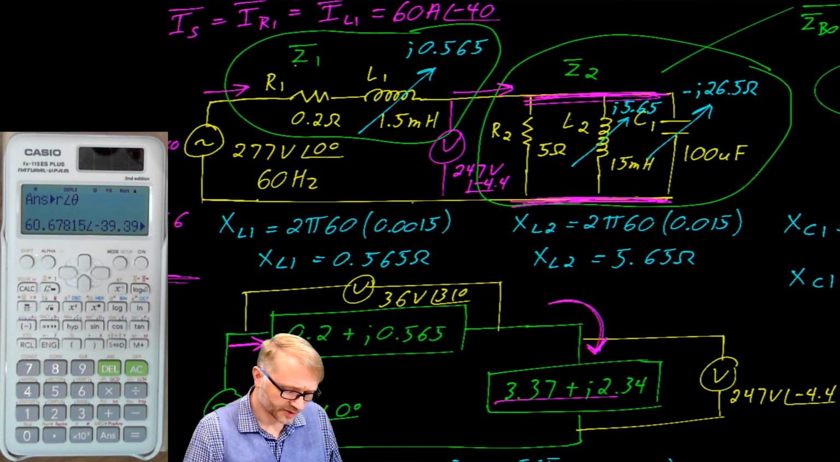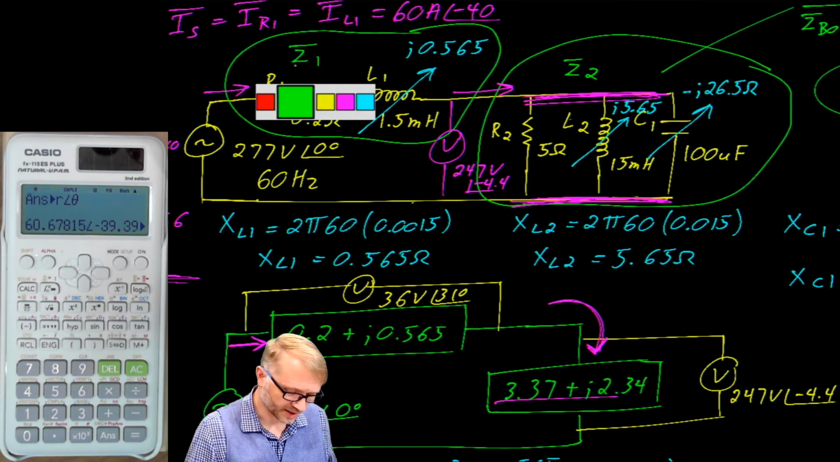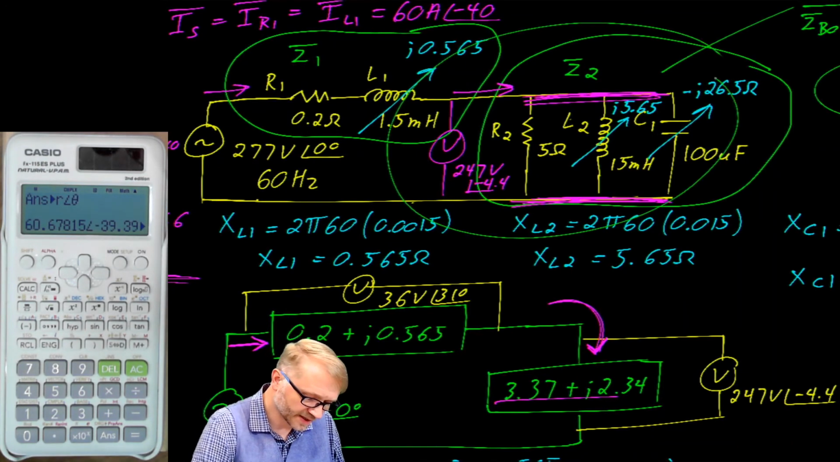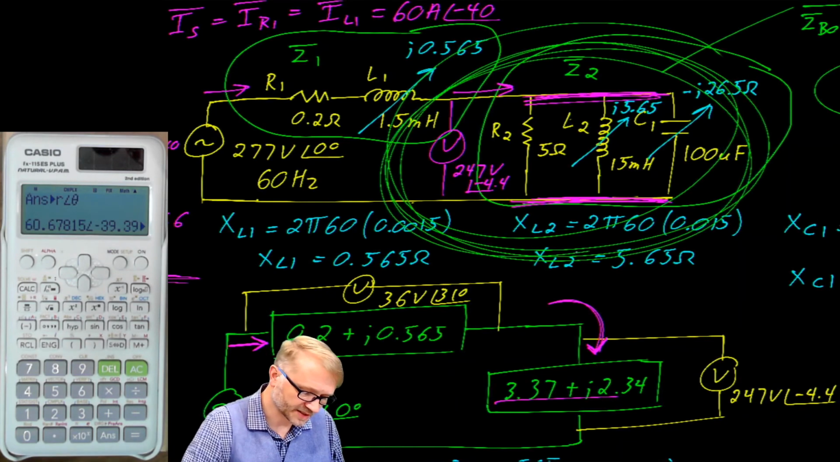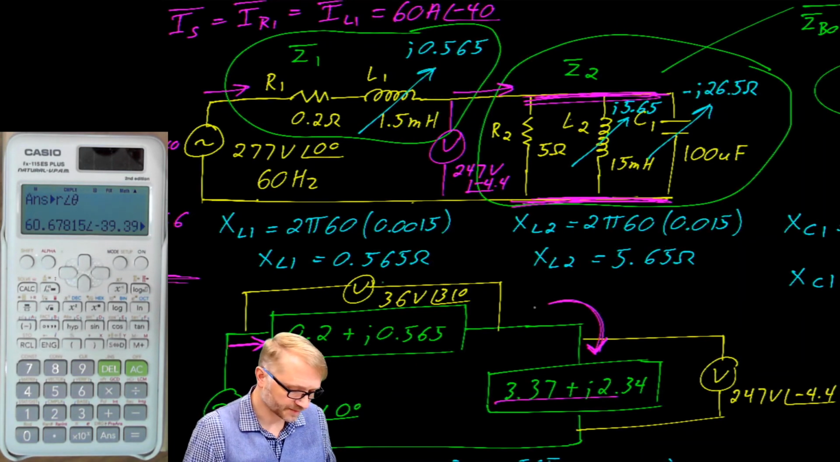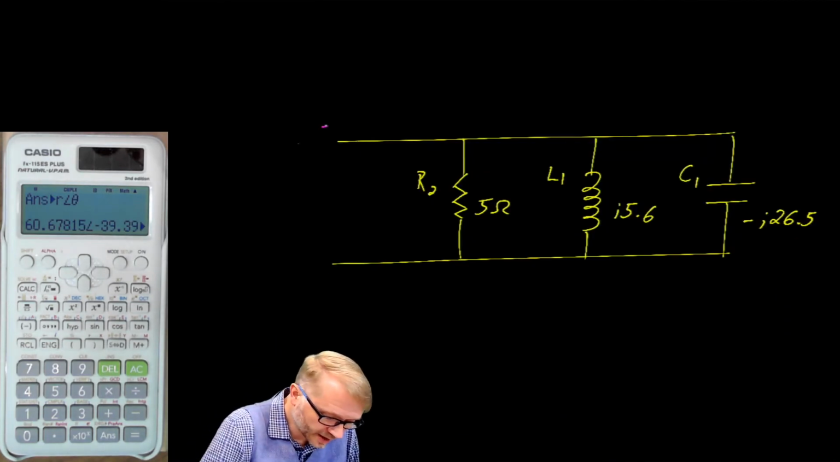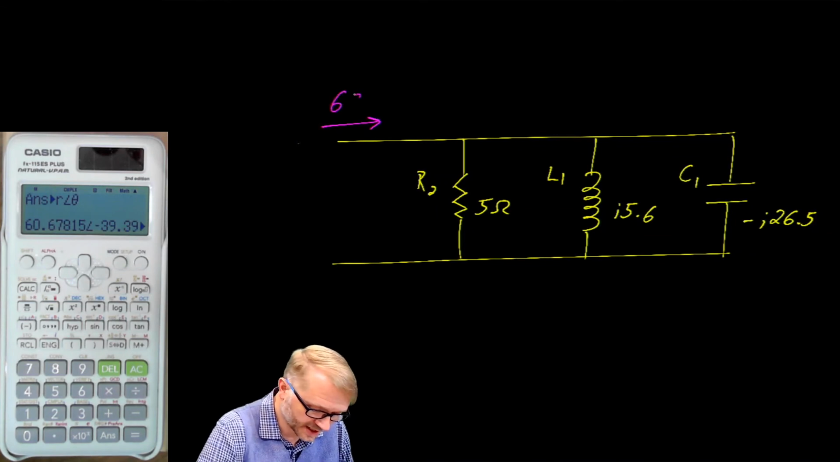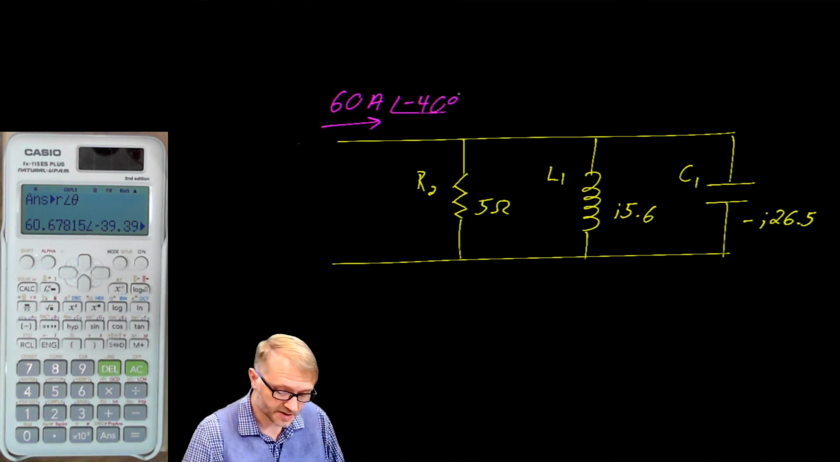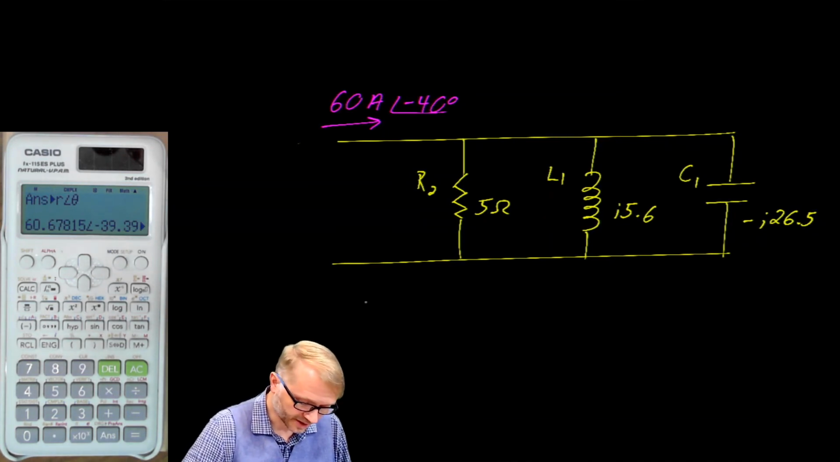We did talk about current dividers, and what I'd like to do at this point is take this piece right here and redraw it, see if we can make some sense out of it. The current divider problem goes something like this. We are told that there is a current, in this case 60 amps at a phase angle of negative 40 degrees, flowing into this circuit. The circuit consists of 3 pieces that are in parallel. With this, we can go directly to calculating the current.